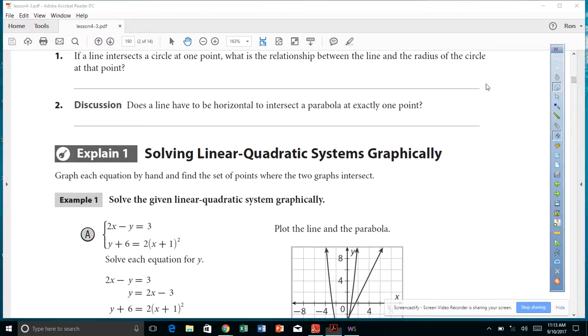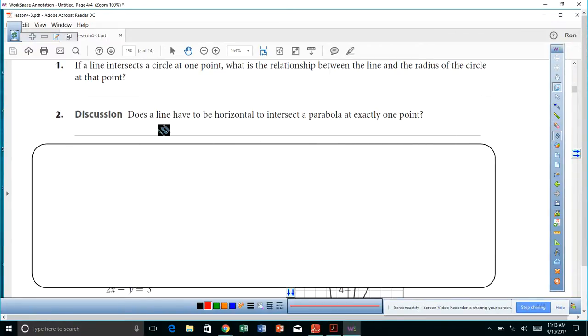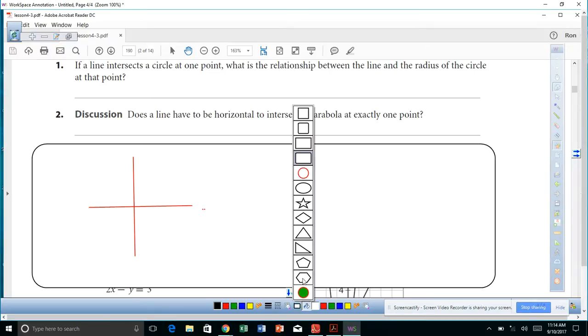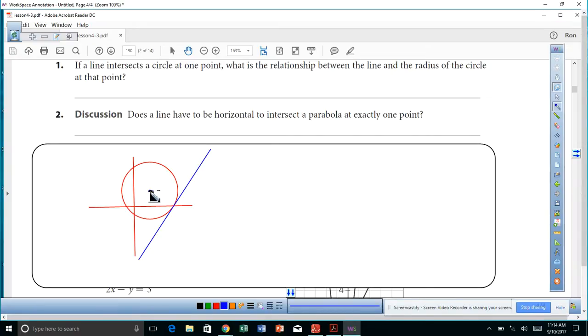Let's just draw one real quick so we can illustrate it. There's our coordinate plane. Let's draw a circle real quick, and then we'll pick a point right here. And let's draw a line. If a line intersects a circle, what is the relationship? So let's just draw some line here, and it crosses at one point. And then we'll say the center's right about right there. So what is the relationship between the line and the radius of the circle?